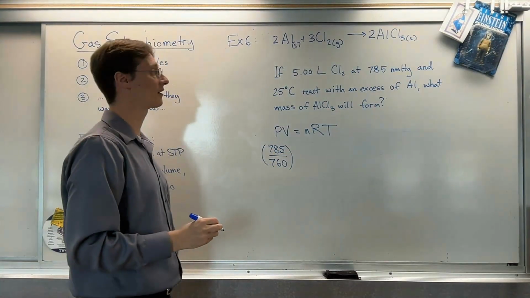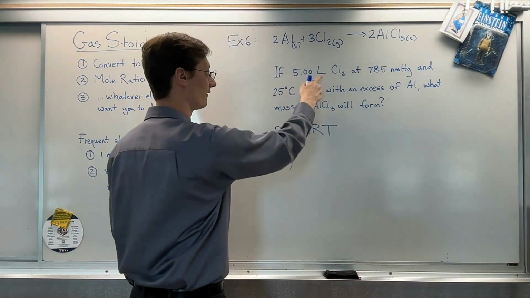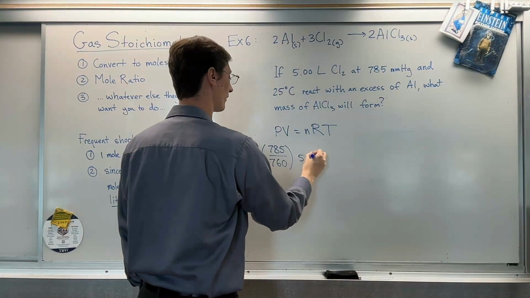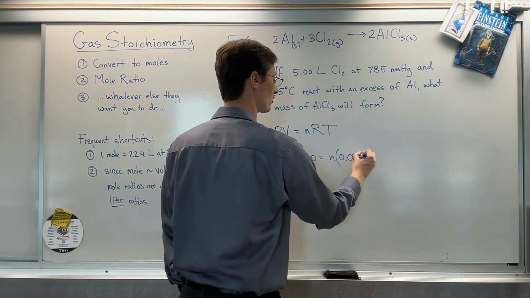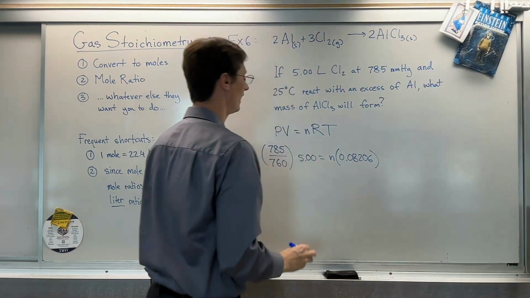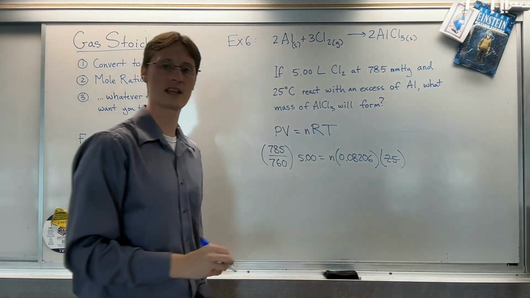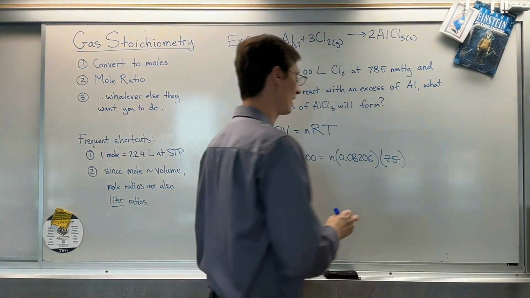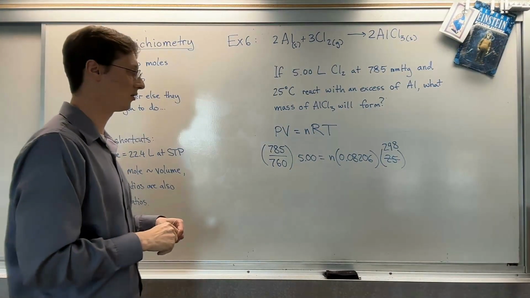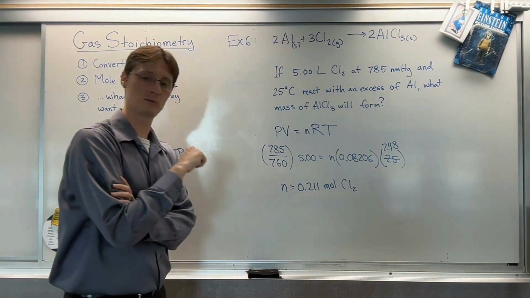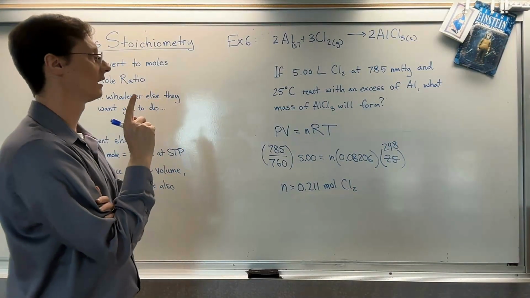So divide by 760 to convert to atmospheres. Okay, volume was given. That was 5.00. Moles is what we were looking for. R is the usual 0.08206. And the temperature is 25. Oh, Celsius. I hope they didn't get you with that. Celsius needs to be converted to Kelvin. And the calculator says the number of moles is 0.211 moles of chlorine. Okay, great.